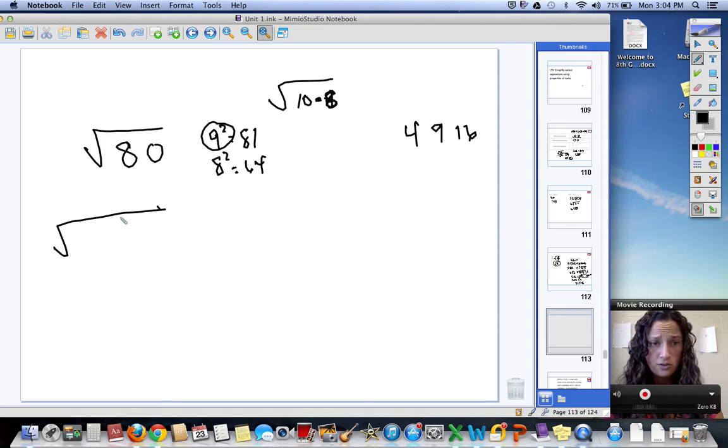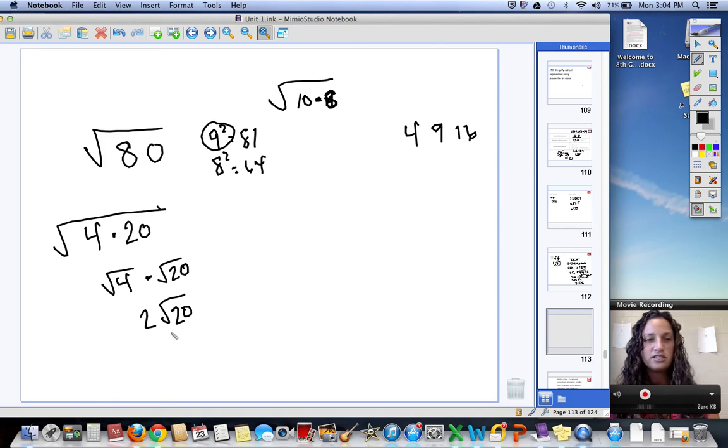And I know that I can do 4 times 20, right? 4 times 20 is going to give me 80. 4 is a perfect square. So I can split this up now. I can just go backwards and make that this. So now I know the square root of 4 is 2. So now I have 2 root 20.